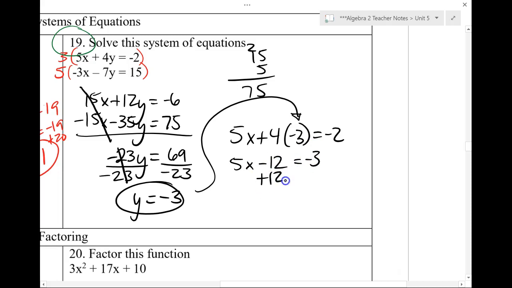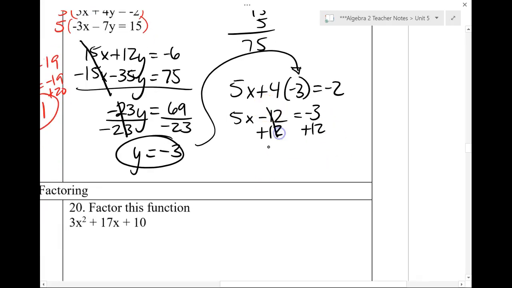Then I have to add 12 to both sides. That goes away. Got 5x. And then negative, that should be negative 2. Then negative 2 plus 12 is going to be 10. And then divide both sides by 5. And we know that x is equal to 2. So y is equal to negative 3, and x is equal to 2.